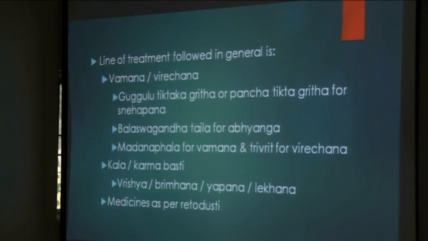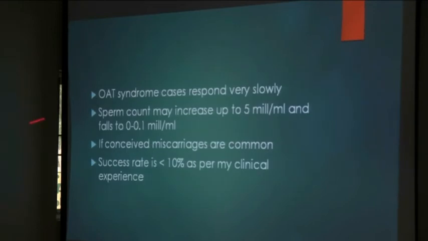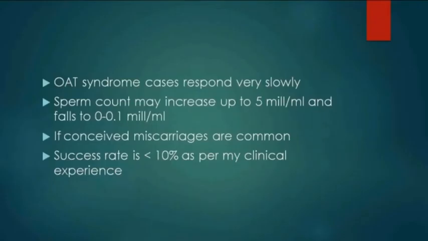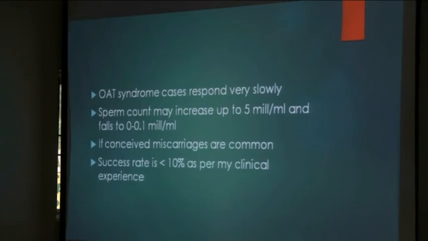After doing all these treatments, the OAT syndrome cases respond very slowly. You may not get very encouraging results. The sperm count may increase up to 5 million and suddenly fall again to 0 or 0.01 million, or you may get only one sperm in 20 fields. Again it may grow for 6 months and fall down. There is such a trend in these cases.